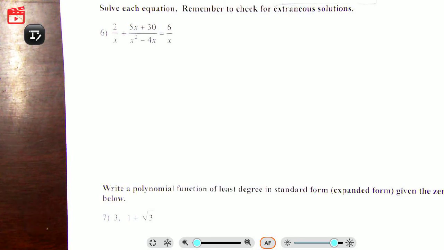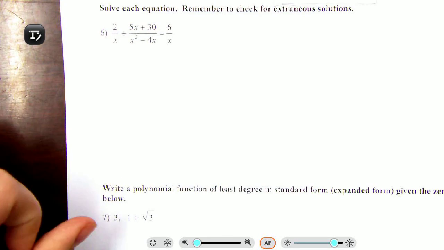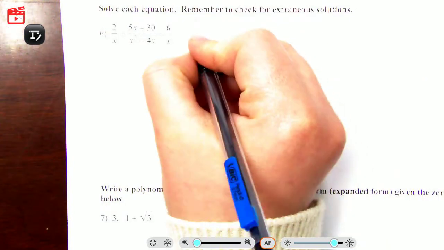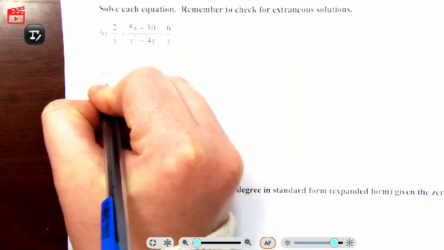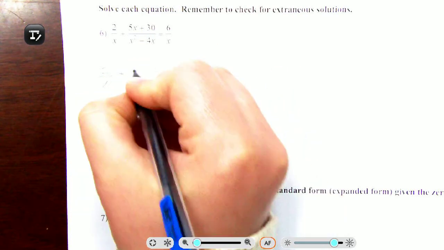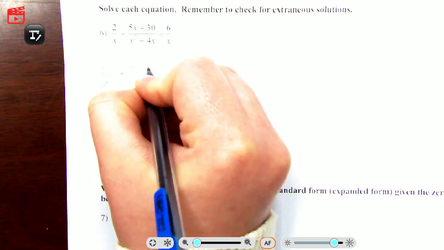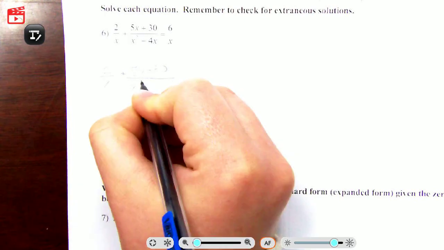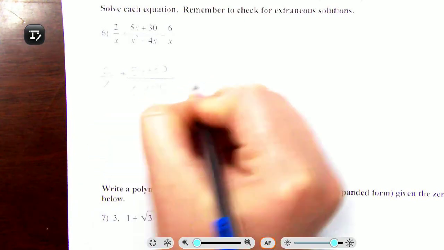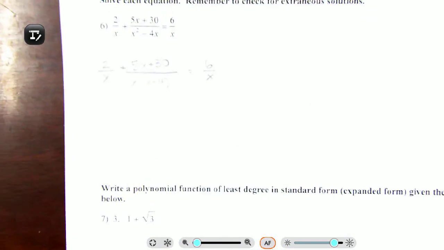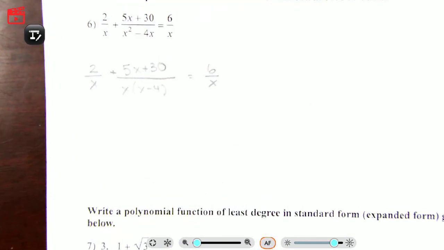All right. So the first thing you need to do is factor, because we need to know what we need to multiply by to get rid of our fractions. So I'm going to say 2 over x, that's already factored. 5x plus 30, I'm going to actually leave that for right now. I'm only going to worry about factoring my denominator first. So I'm going to pull out my GCF, which is an x, and I get x minus 4 left over. And then I get 6 over x. Let's zoom in so that way you can see a little bit better. There we go.